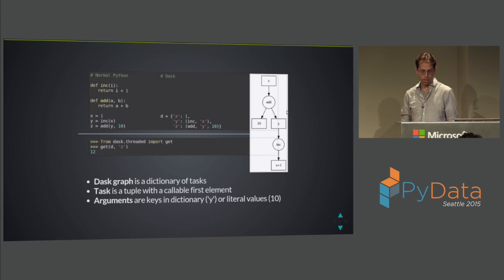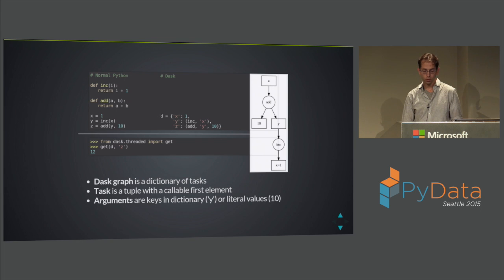Normally, we write down functions in Python, like these two very simple functions that increment a number and add two numbers together. And then we write down Python code. x equals 1, y equals the result of calling inc on x, z equals adding y and 10. So pictorially on the right, that's one of our graphs over here. I guess the arrows should be reversed here. So that's the computation we were just thinking about.